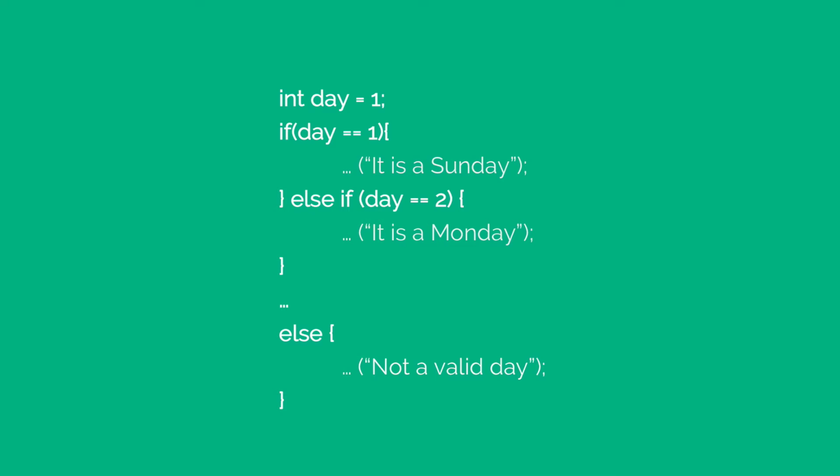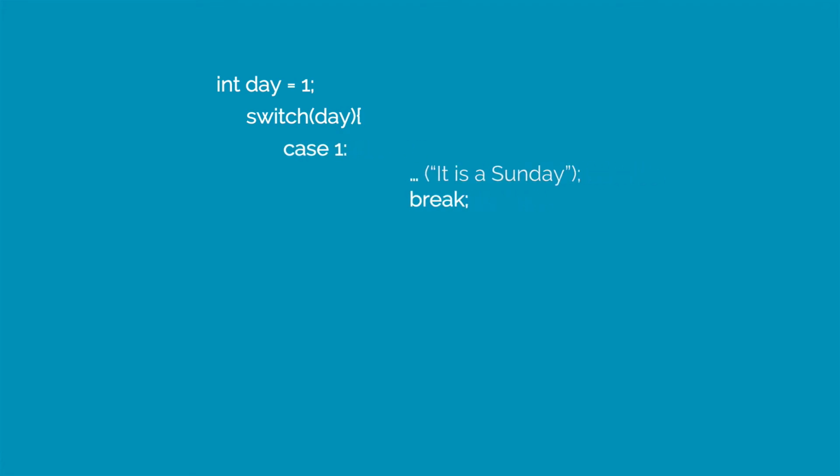Now the same thing can be written in a better way if you use the switch statement. Let's take a look at this. So we have the same variable int day equals 1. Now unlike the if else statement that takes a condition and checks if the condition is true or false and based on that executes something, the switch statement takes a variable and is going to compare every value this variable can have. For example, if the value of the variable is 1, then it prints it is a Sunday.